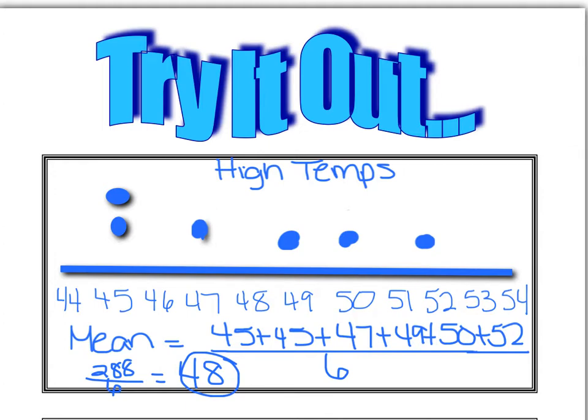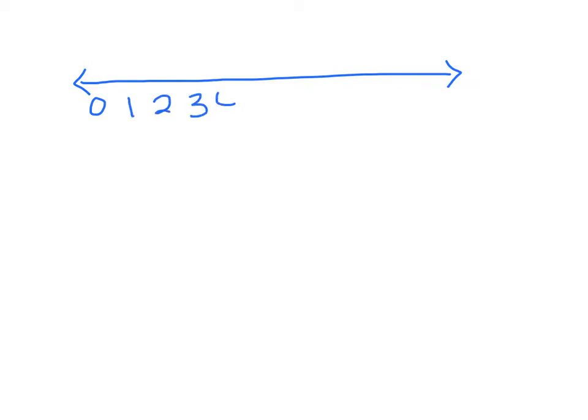Let's go ahead and add a new page and do another couple of examples. Okay, we're going to make another dot plot. This time we're going to be talking about a baseball team and the number of runs that they score. Okay, so let's draw a dot plot here. These are number of runs, okay? So I'm going to start my dot plot at 0 and go up to 10, okay?